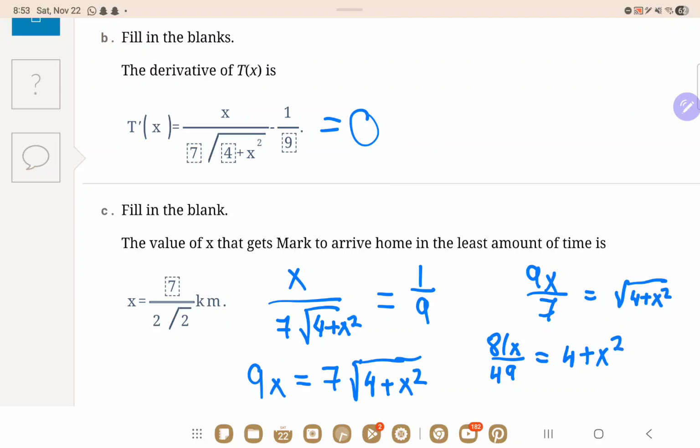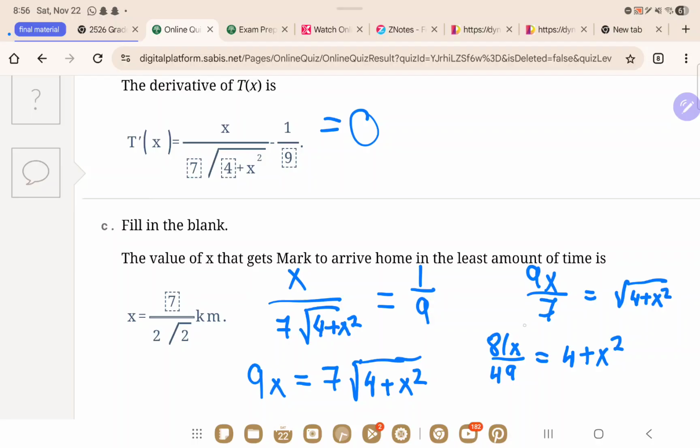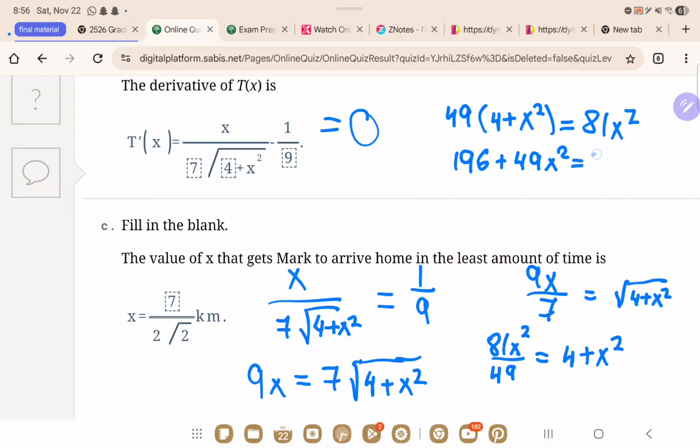Okay, sorry, I made a mistake. So this is x squared. Now we need to get 49 to the other side, because it's going to be 49 times 4 plus x squared equals 81x squared. So it's going to be 49 times 4, which is basically 196, plus 49x squared equals 81x squared.